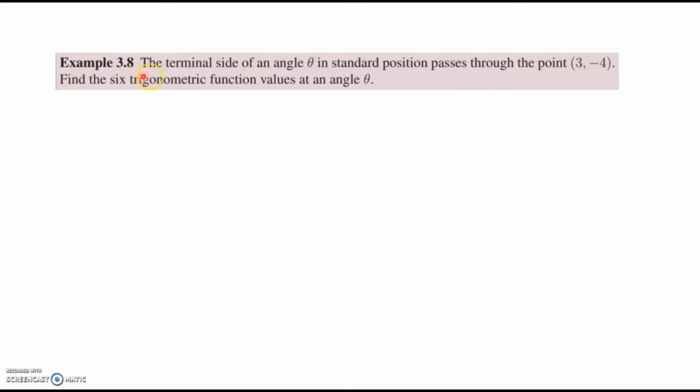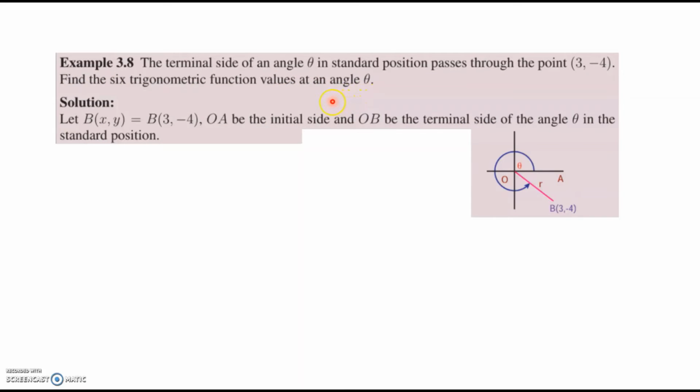So example 3.8. The terminal side of an angle theta in standard position passes through the point (3, minus 4). Find the 6 trigonometric function values at an angle theta. So what was given to us is the point (3, minus 4). So let B(x, y) be equal to B(3, minus 4). We have that here. We know that the point (3, minus 4) will be in the fourth quadrant.